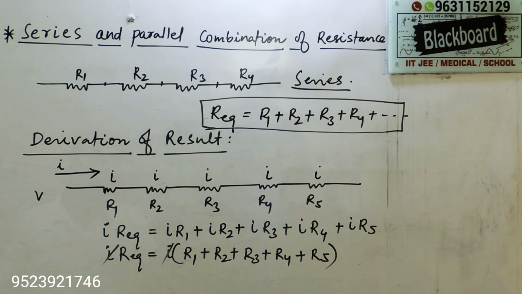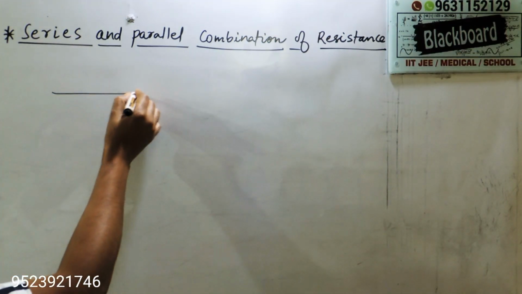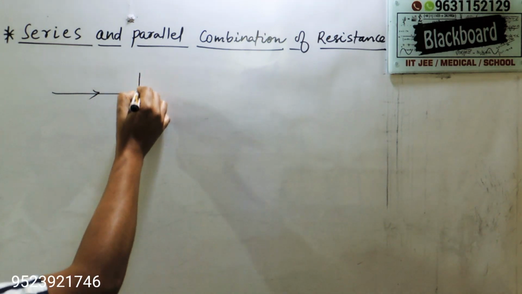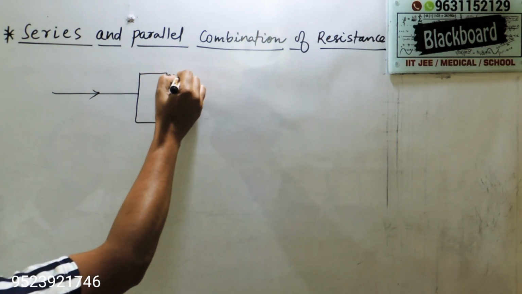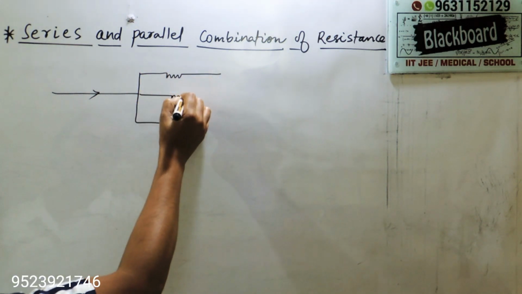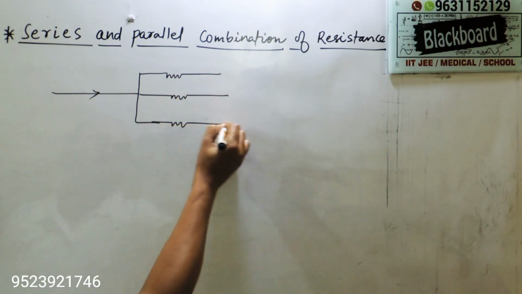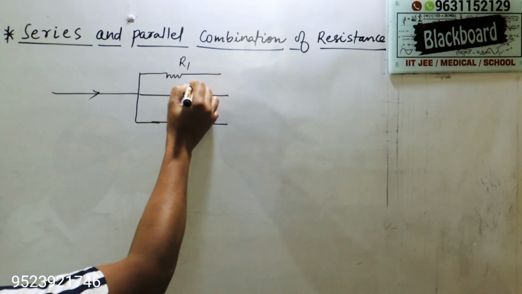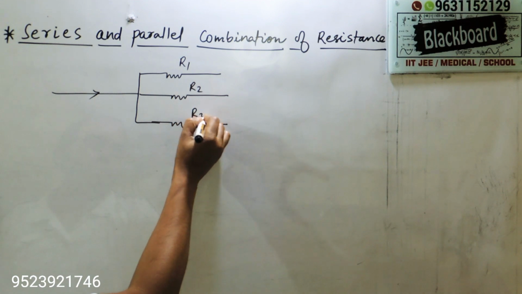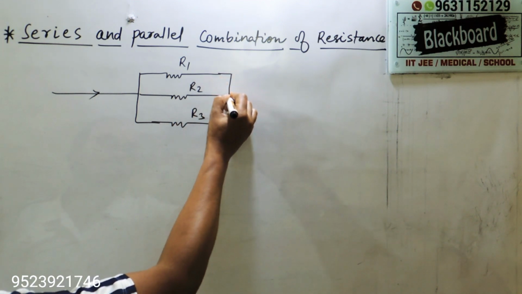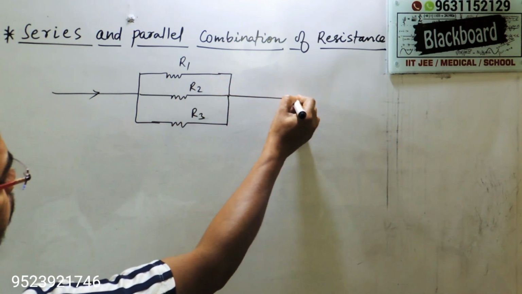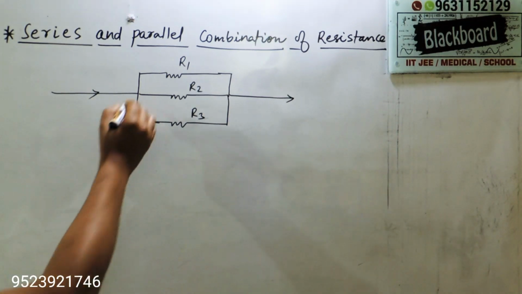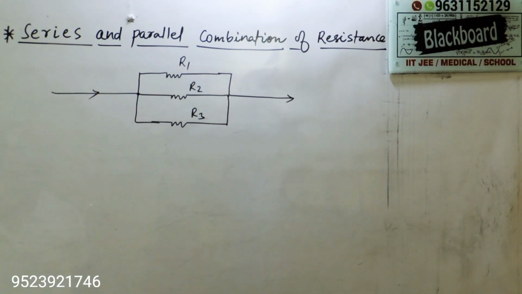तो चलिए देखते हैं, let us see your parallel combination formula. If your current is passing through this and this is your circuit and this is parallel combination, this is let R1, this is R2 and this is R3, and here current is passing from here. This is junction. यहाँ पर ये आपका junction हो गया.